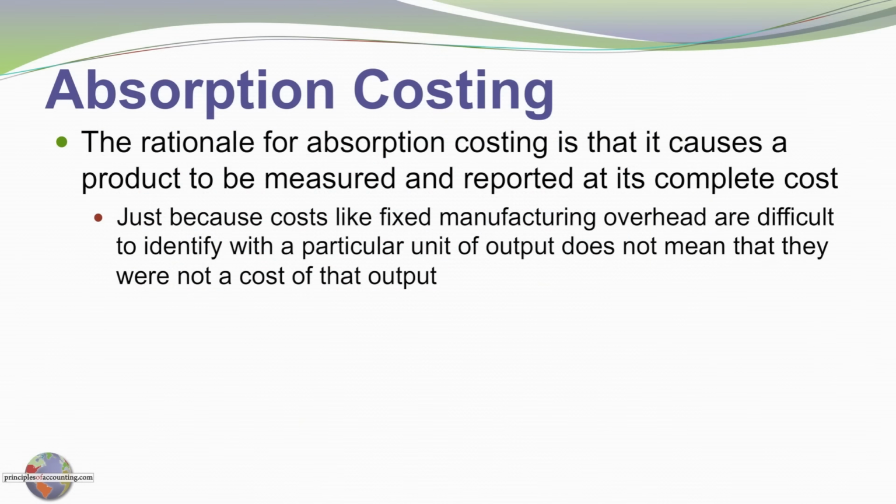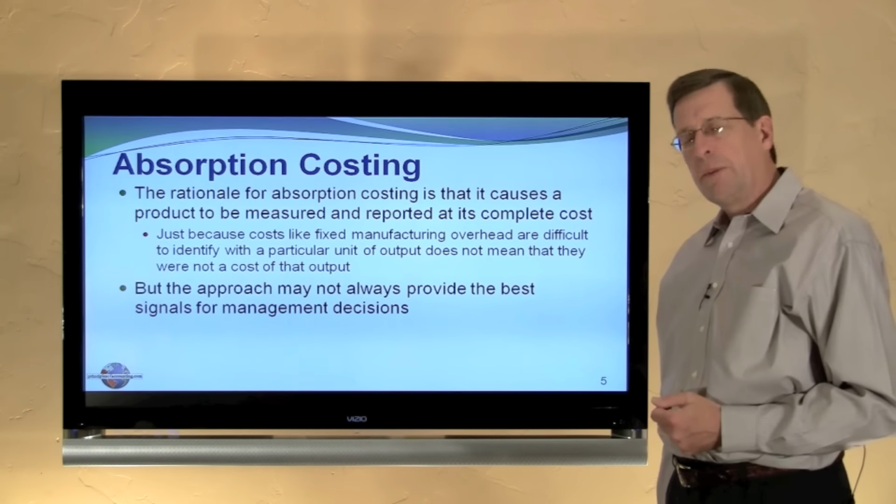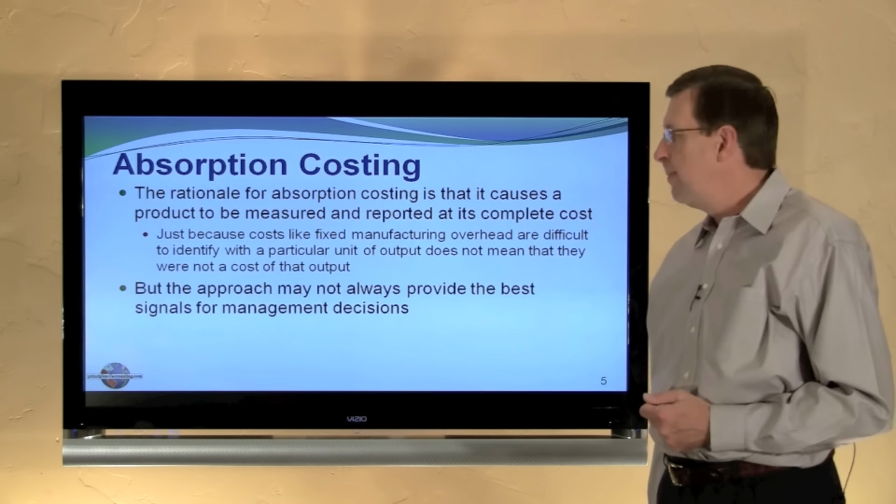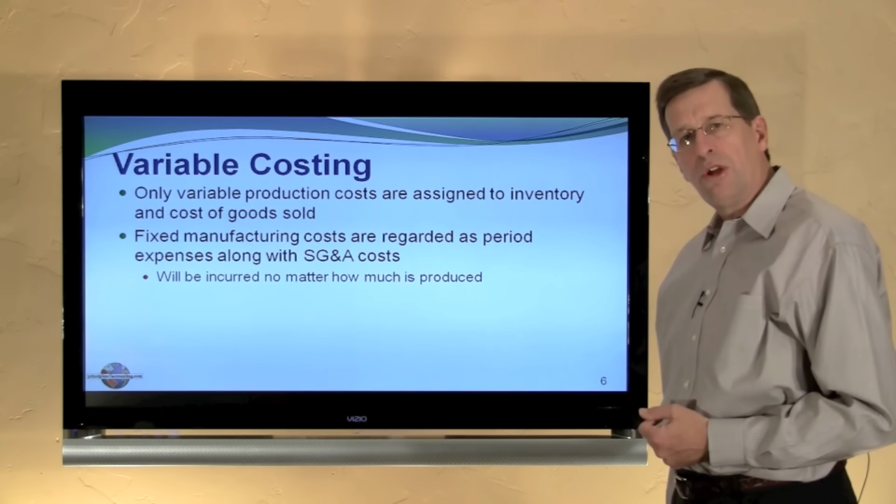The rationale for absorption costing is that it causes a product to be measured and reported at its completed cost. Just because costs like fixed manufacturing overhead are difficult to identify with a particular unit of output does not mean they were not a cost of the unit of output. However, this approach does not always provide the best signal for management decision making, which gives rise to variable costing.